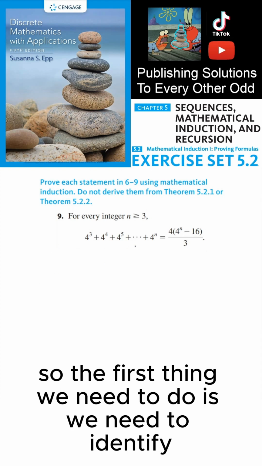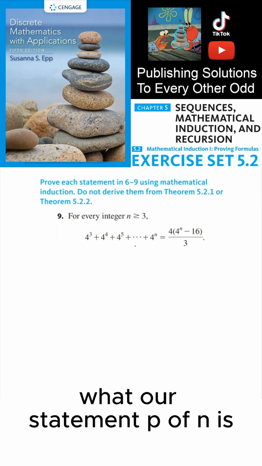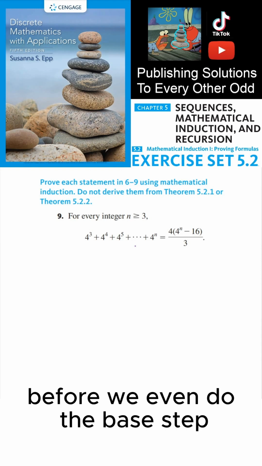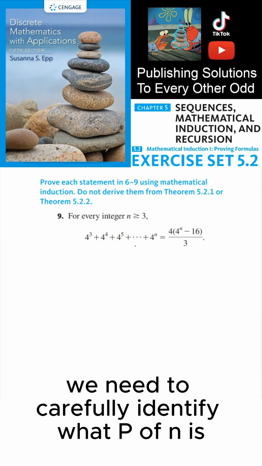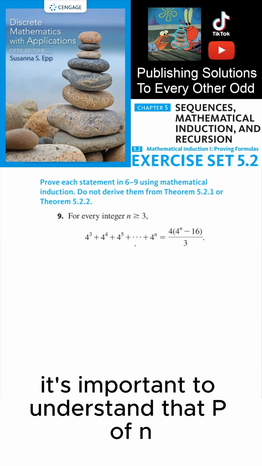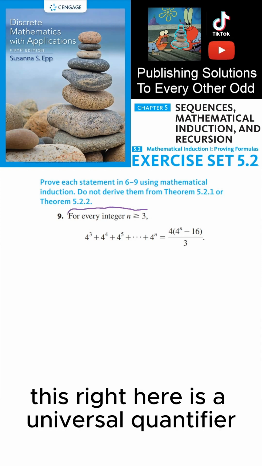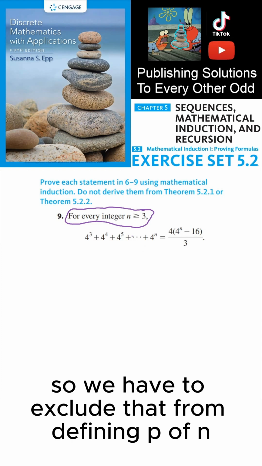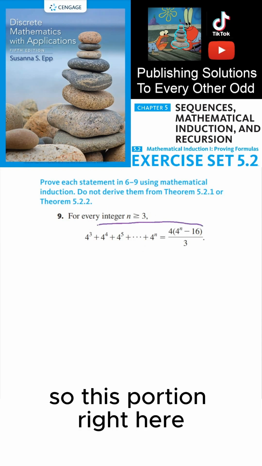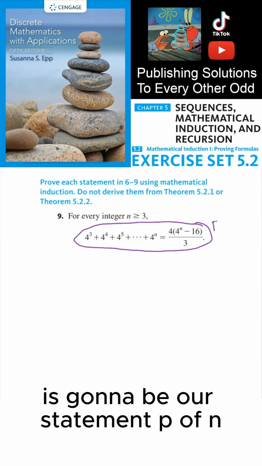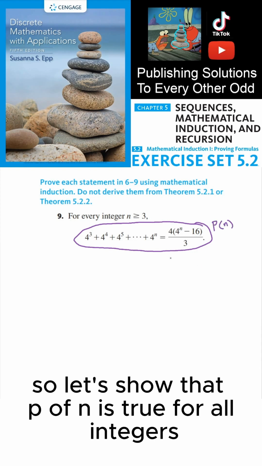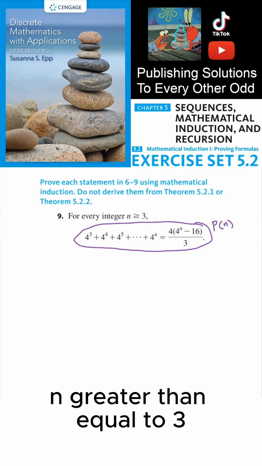So the first thing we need to do is identify what our statement P of n is. Before we even do the base step, we need to carefully identify what P of n is. It's important to understand that P of n does not include any quantification. So if you notice here, this right here is a universal quantifier, so we have to exclude that from defining P of n. This portion right here is going to be our statement P of n. So let's show that P of n is true for all integers n greater than or equal to 3.